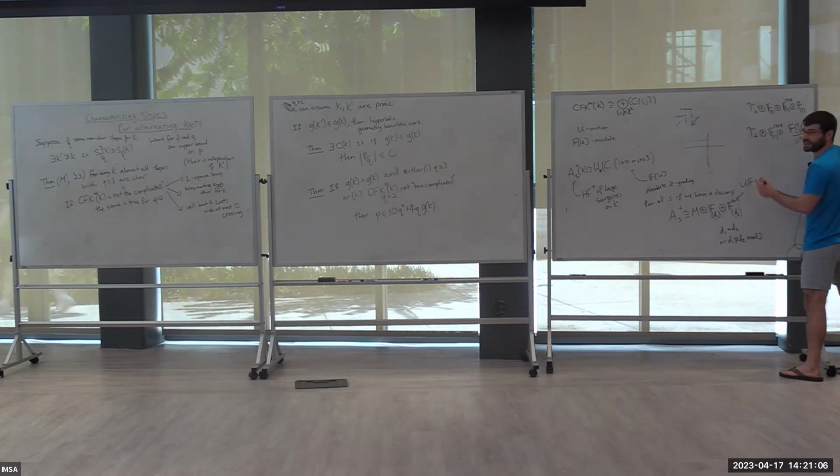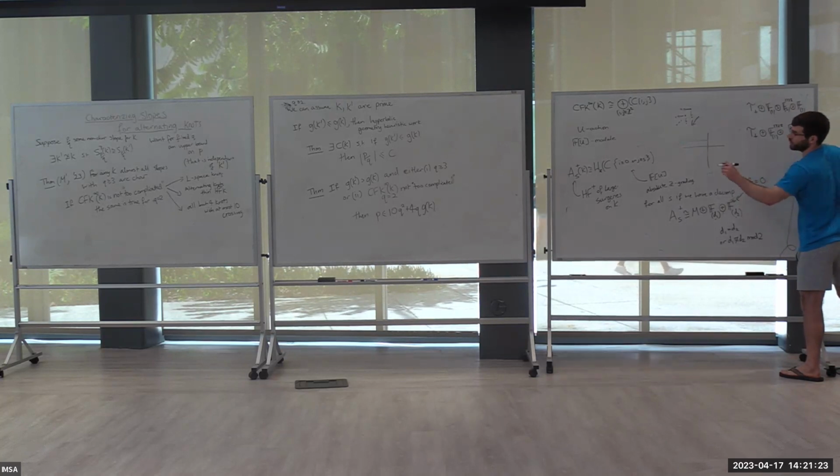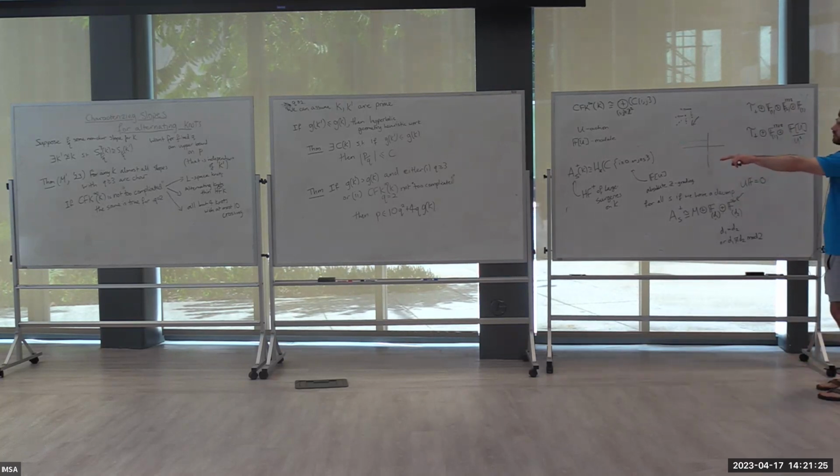Let me just explain why these are the modules, the summaries, you want to care about. Well, the entire idea is that we basically want to deconstruct the mapping cone formula. We want to work backwards.